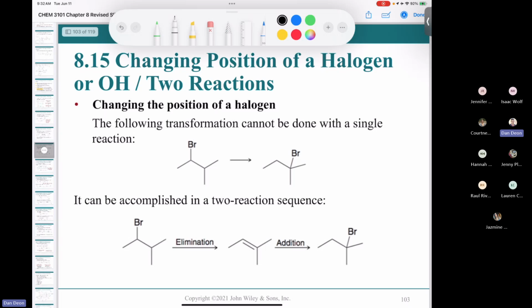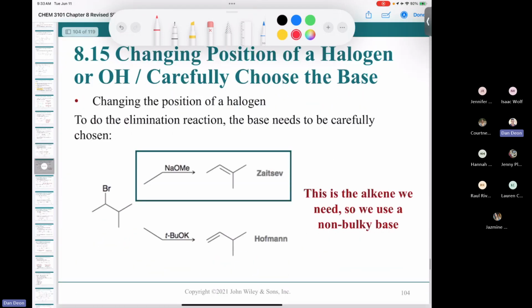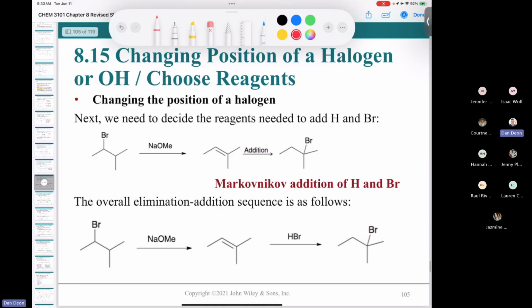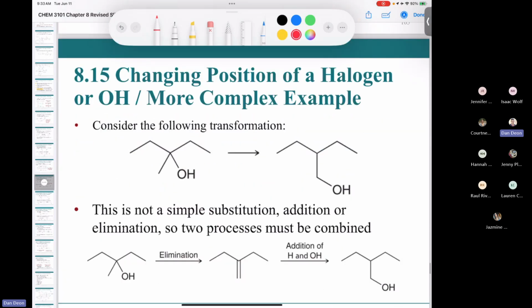What if you have to change the position of a halogen, right? What if you want to move this halogen from this carbon over to this carbon? Well, that's going to require an elimination, right? And this is the Zaitsev product that you want to form here. And so for that, you would use an unhindered base like sodium methoxide, for example. And then you need to do a Markovnikov addition of HBr. So you would just use HBr, right? So you have to know your reactions very, very well to be able to figure out these kinds of things.